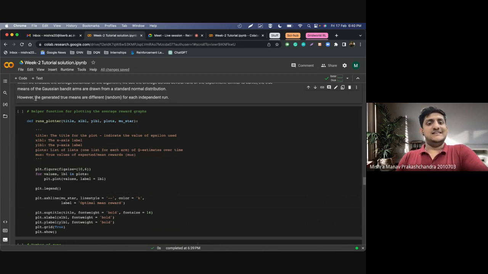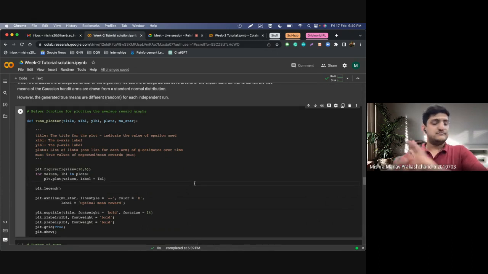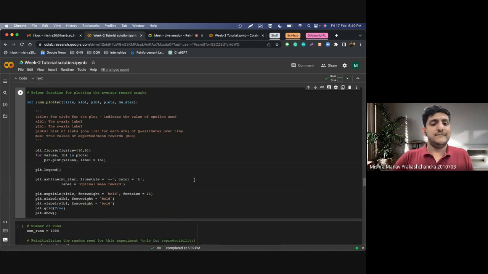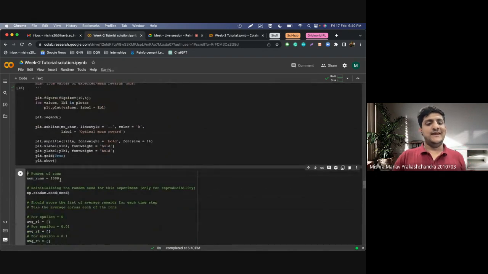And here the generated true means are different for each independent run. So for the first run, each bandit has some underlying Q star A value. When I reset that, when I again come to time t equal to 0, that thing might be different. The underlying arm, I again have to estimate it. I keep on doing that again and again. So I'm doing it for 1000 runs. One run contains 6000 arm pulls, and I'm doing it for 1000 number of times.